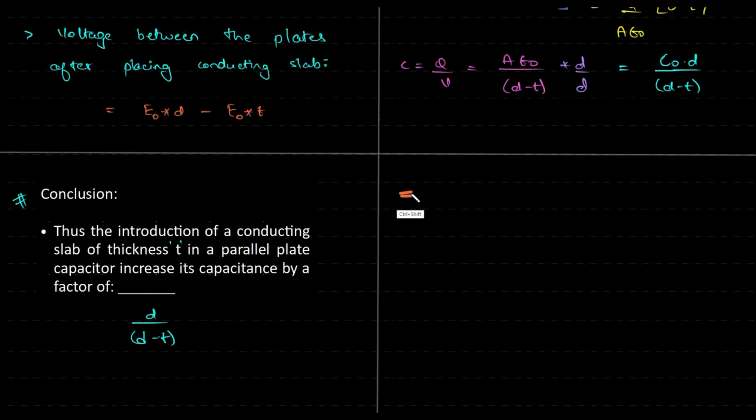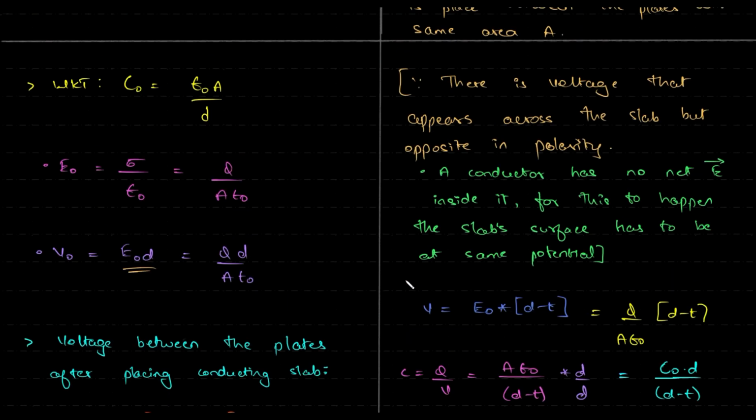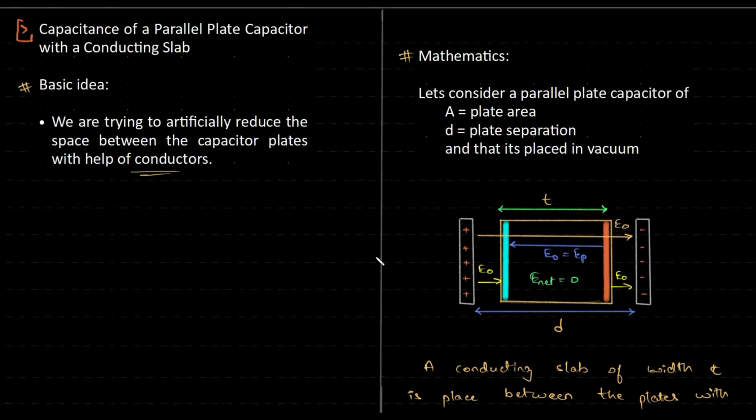So if you guys are interested, one step more, for d is equal to t. What does it mean? The slab is touching the plates. What happens? C will be equal to undefined, because it will be divided by 0. So the capacitance of the capacitor increases without bound. So it becomes a connected wire, but basically, right guys? Anyways, that was for your interest. So this is what happens when you place a conducting slab between two parallel plates of a capacitor.